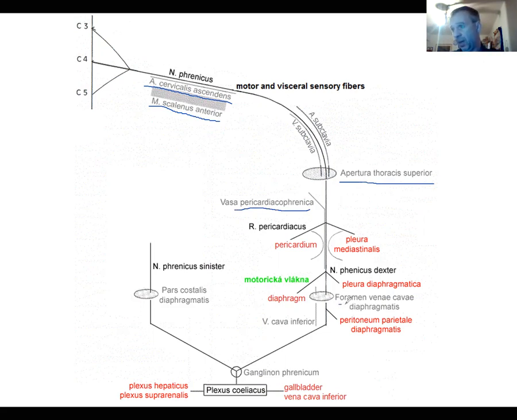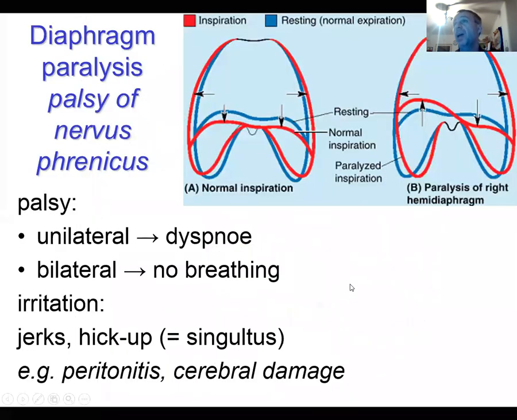The right one passes in the foramen of vena cava, the left one via the fleshy part of the costal part of the diaphragm. So that's for topography. And in case of palsy, when we have bilateral palsy, of course, the patient is suffocating as there is no breathing. If it's unilateral, then only one wall of the diaphragm is working, so there's dyspnoea. If it's irritated, we have jerks, and the jerk symptoms are called hiccup.